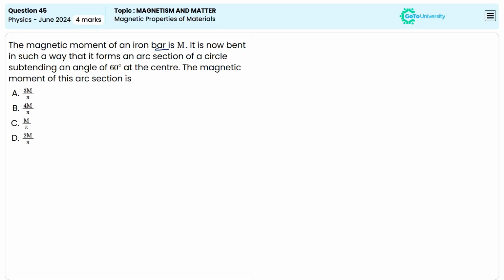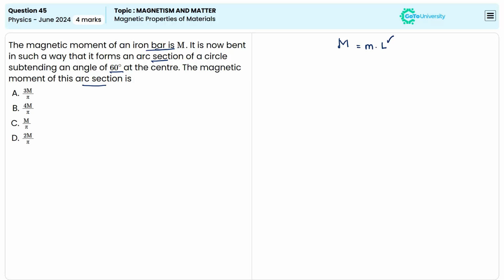The iron bar is bent in a way that it forms an arc section with a circle angle of 60 degrees at the center. What is the value of the magnetic moment of the arc section when the magnetic moment of the iron bar is capital A? It's known that the magnetic moment of a bar can be written as m times L, where L represents the length of the bar.